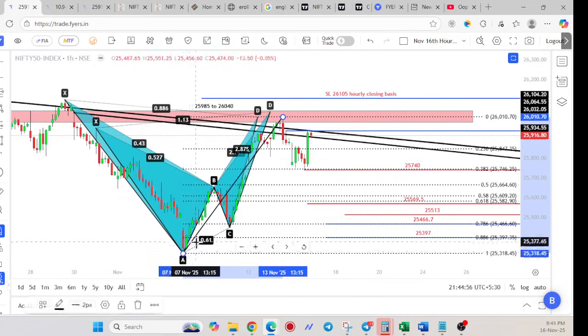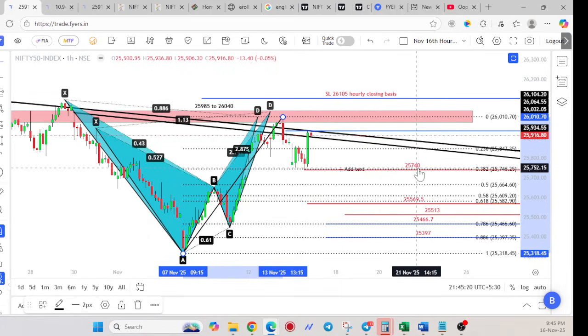Now I have taken the least one. If you look at the least one, the 38.2 retracement is at 25,746, and that is where we touched 740 levels and we went up. So this is the Lakshman Rekha on hourly closing basis. Note this number down.